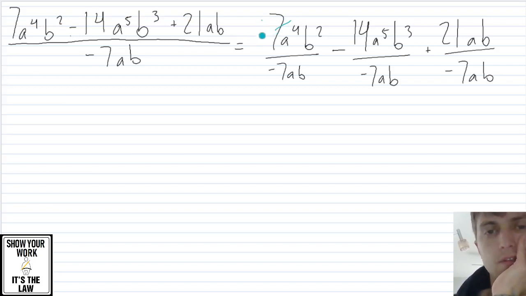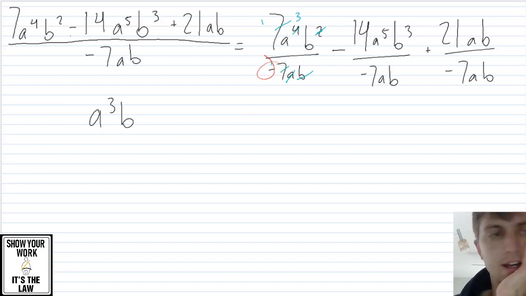7 goes into 7 once, 7 goes into 7 once. We have 4 a's on top, 1 on the bottom. 4 minus 1 means we have 3 left over. We have 2 b's on top, 1 on the bottom. 2 minus 1 means we have 1 b left over. Our first term is going to be, what is it? A to the power of 3 times b. And don't forget, we do have our negative right here that did not get canceled, so it's negative a cubed b.